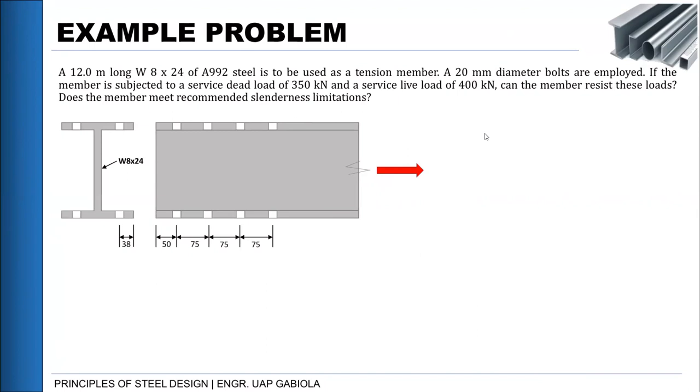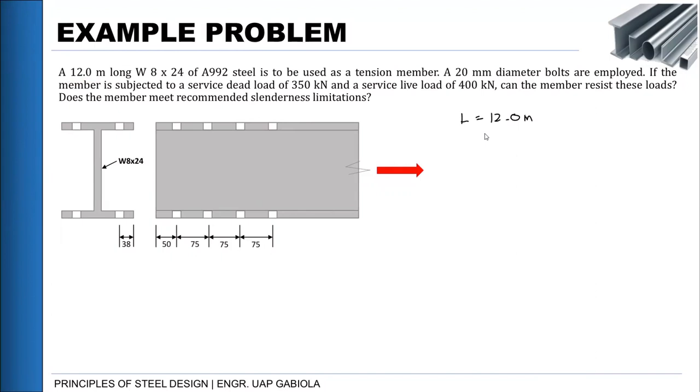So we have here a wide flange or W-shaped section wherein the flanges are connected in the top and bottom. So we have this type of connection. We have here the spacing of the bolts from the edge and then from each other. So we will be utilizing these values when we calculate the value for our shear lag factor. But for now, we need to identify what are our given for this problem. With this problem, we can easily identify that the length given is 12 meters. So L is equal to 12.0 meters long.